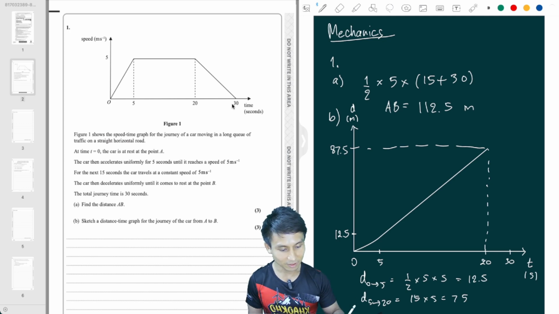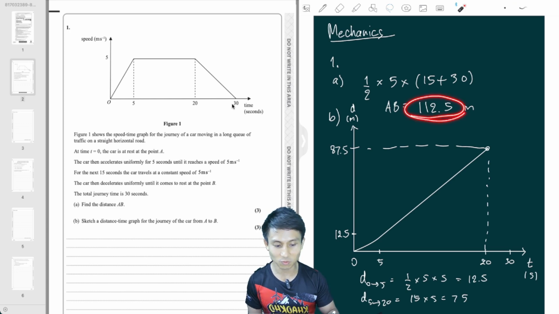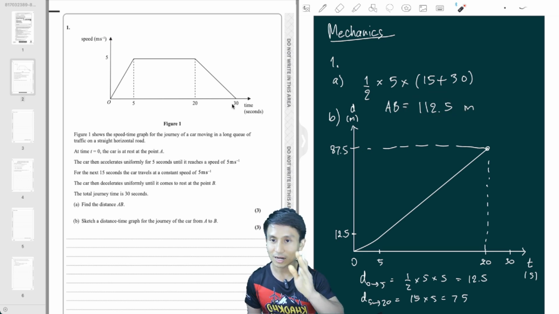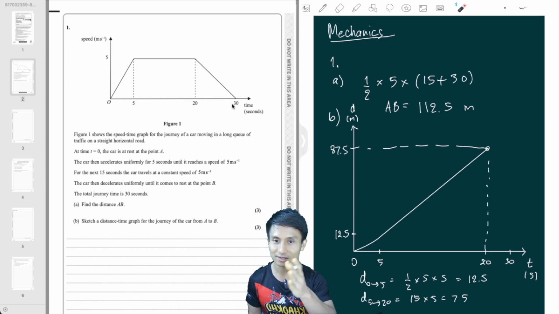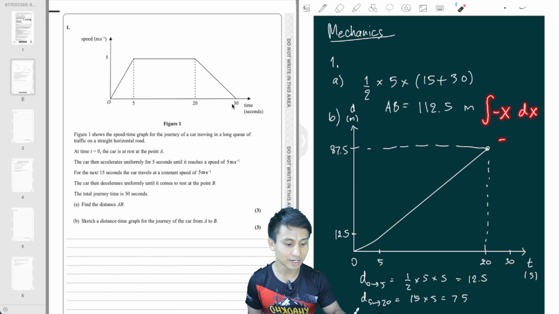Okay, and then I think the last part is easy because we know that the total distance traveled should be 112.5. That's the whole thing. Now this time the speed is decreasing. If we want to find the area of that last, decelerating part, it's like integrating a negative linear equation. So you're going to get a negative quadratic, which means it should be a convex curve like that.